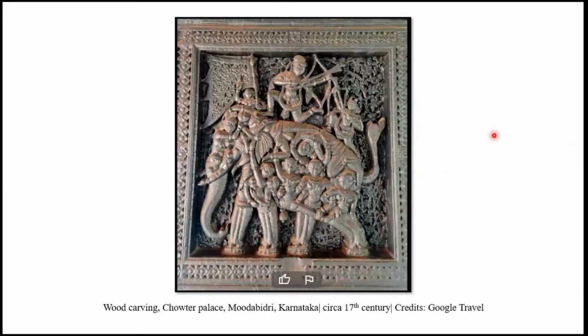And this is a wood carving from the Chowdar Palace in Karnataka. The same theme. She's again forming the trunk. This one, the extended arms form the tusks. And look at the position of this particular female figure. It's very acrobatic. She's twisted and turned in very weird but difficult ways.